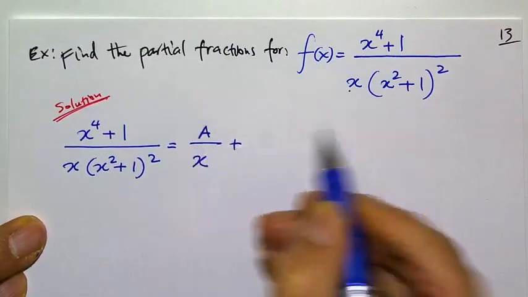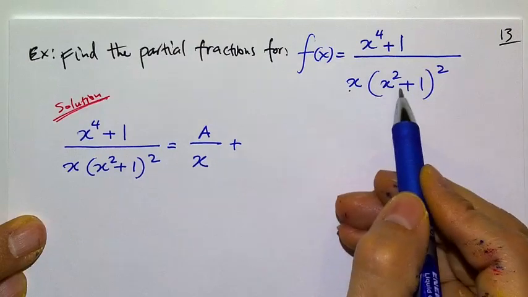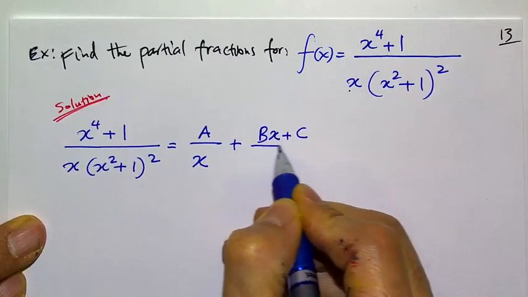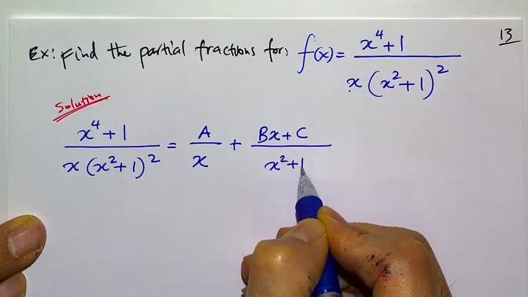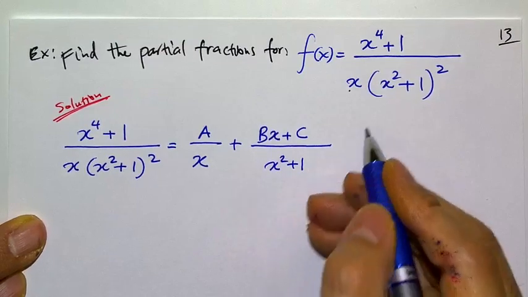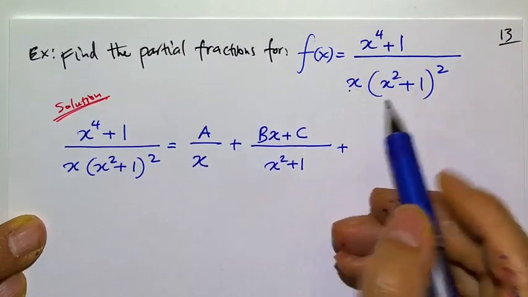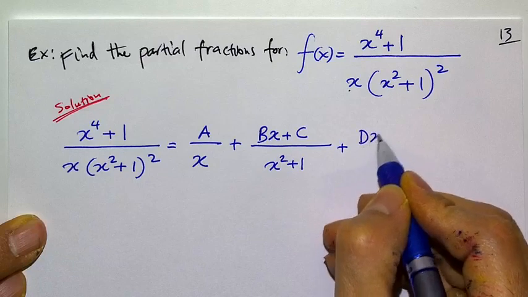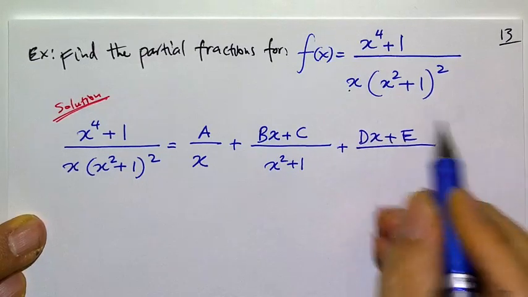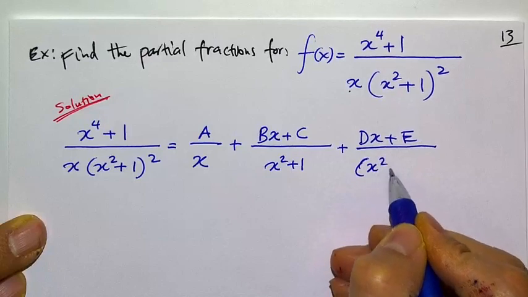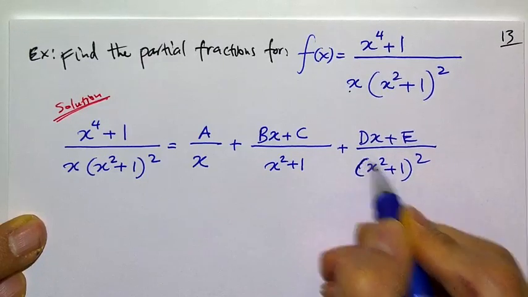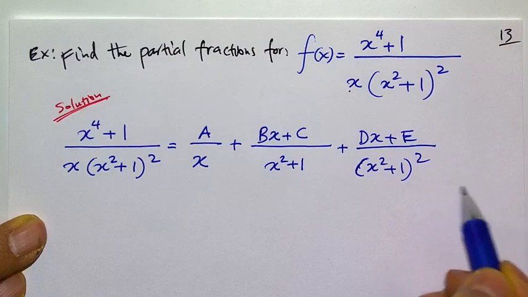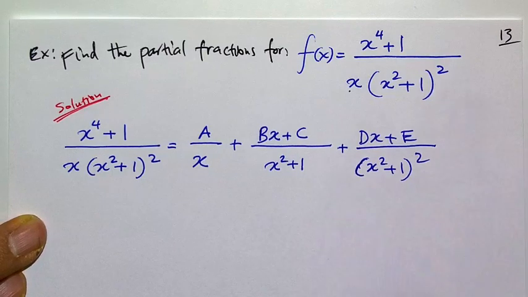And the next one, we have an irreducible quadratic factor that is repeating. So we say Bx plus C divided by x squared plus 1 to power 1, right? And then the next fraction will be the second power: Dx plus E divided by (x squared plus 1) squared. If we had a cube, we would say Fx plus G over (x squared plus 1) cubed, and on and on. Okay?